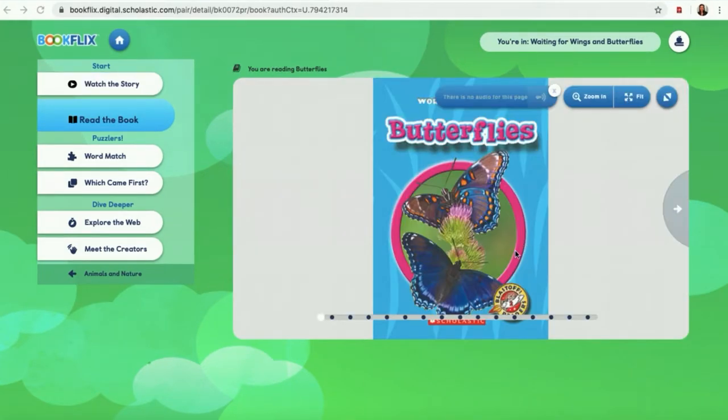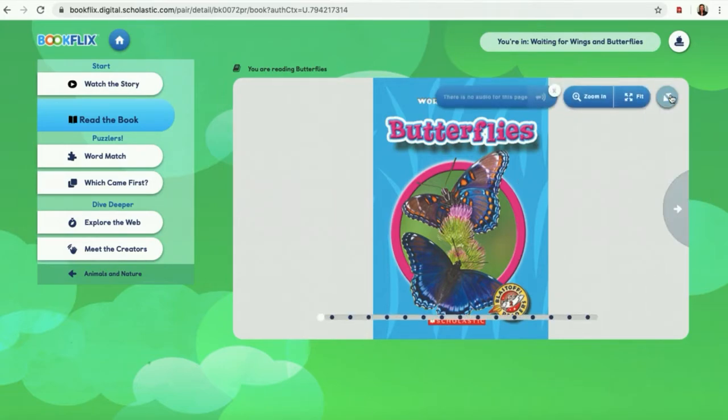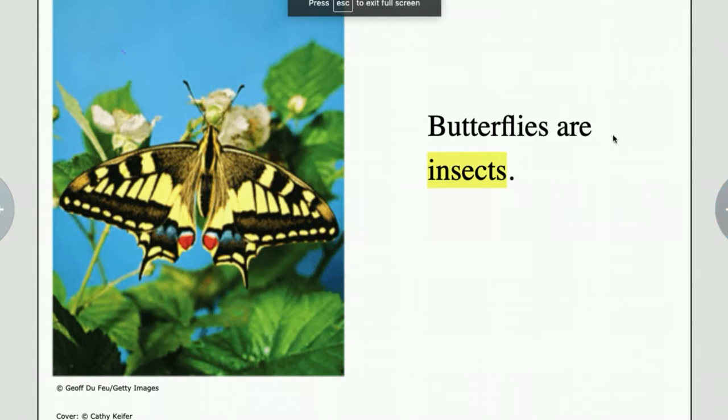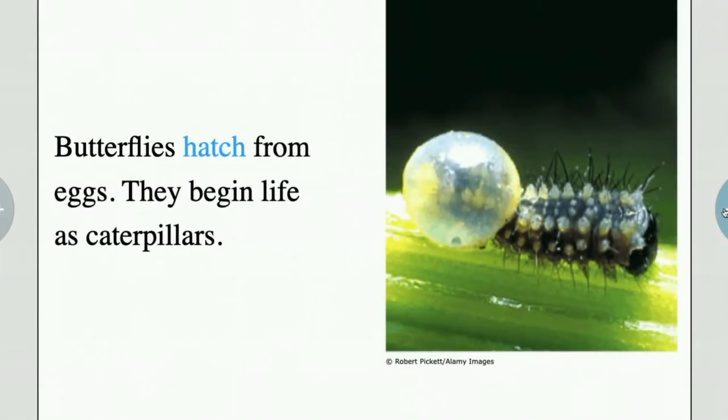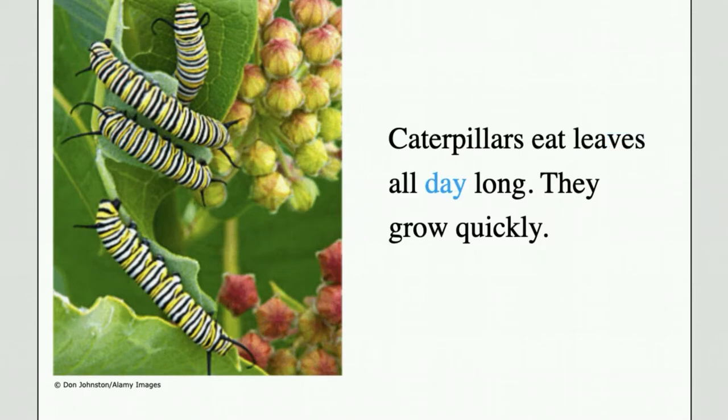Listen to the read along for butterflies. Butterflies are insects. Butterflies hatch from eggs. They begin life as caterpillars. Caterpillars eat leaves all day long. They grow quickly.